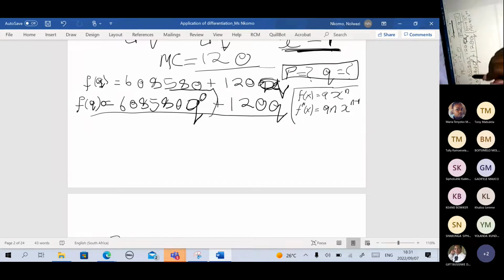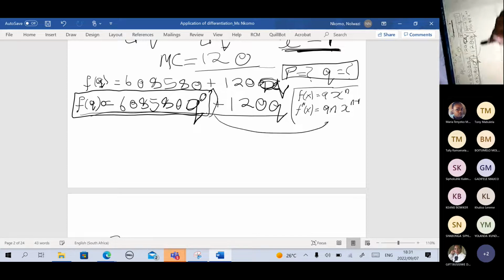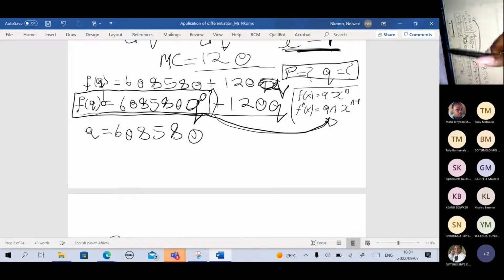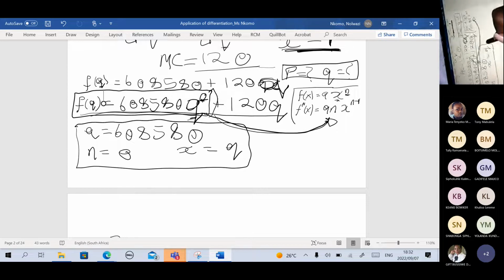Let's take only this part for now and compare it to this one. If we compare, our a is equal to 608580, and our n is 0. We have n equal to 0, and x is equal to q. Now I want us to take these and substitute them here.